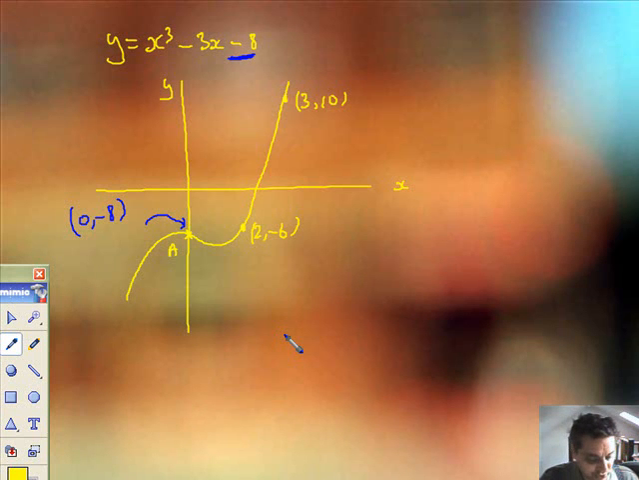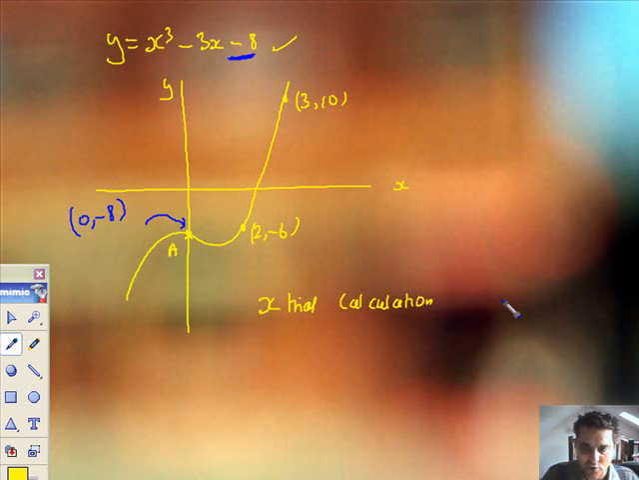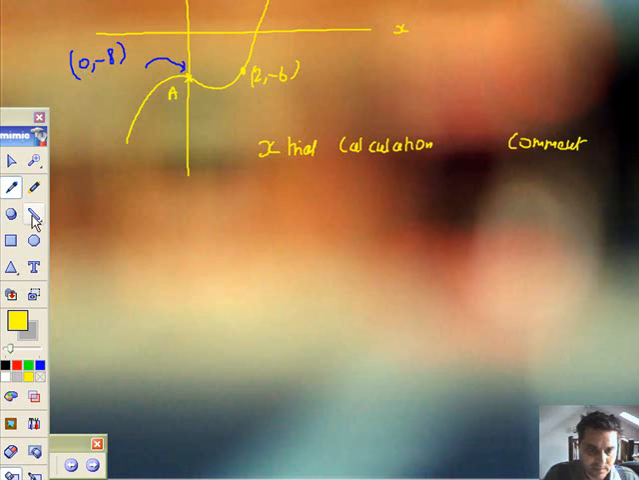Now it says use trial and improvement to find the solution of that equation. But thankfully it's a sensible question. Give your answer to one decimal place. Now let's get logical. We'll try and make it all fit here. So x will be the trial. Here's the calculation. And here is the comment. Do the usual thing.